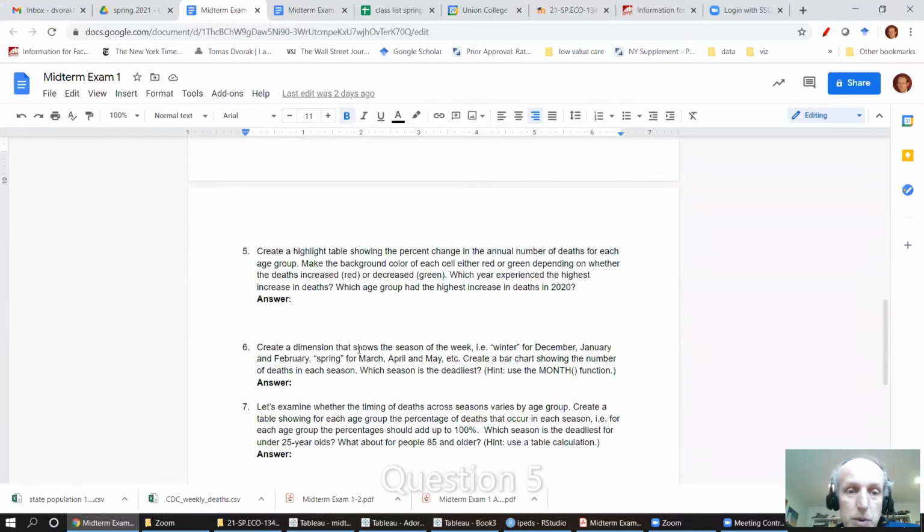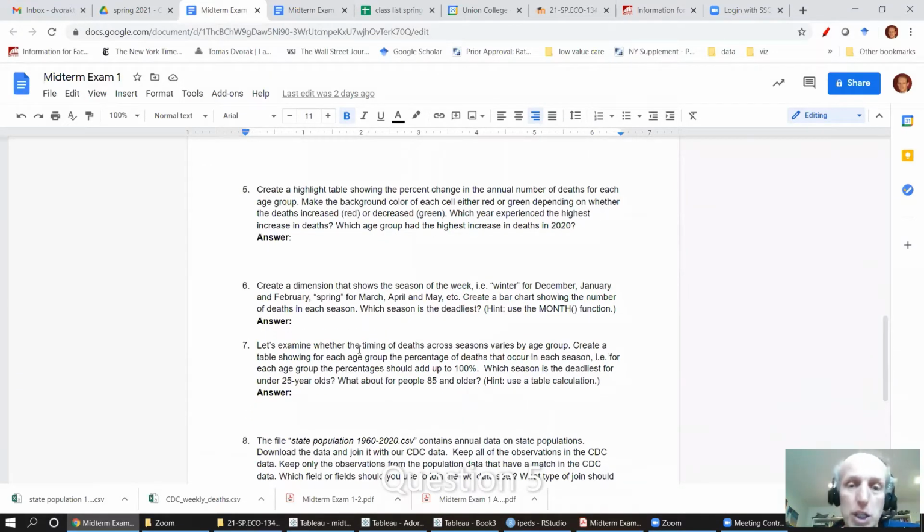We are supposed to create a highlight table showing the percent change in the number of deaths for each age group. Percent change, okay.